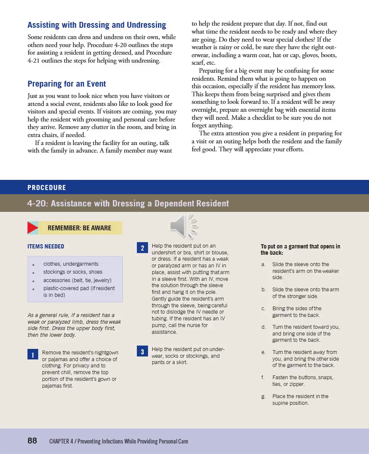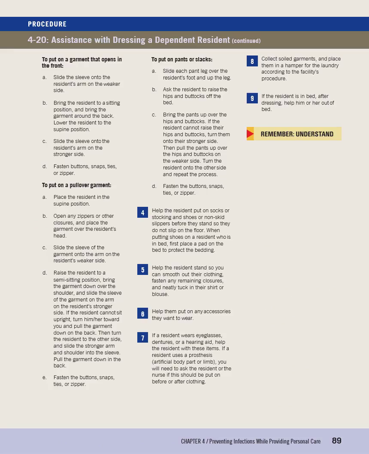Preparing for a big event may be confusing for some residents. Remind them what is going to happen on this occasion, especially if the resident has memory loss. This keeps them from being surprised and gives them something to look forward to. If a resident will be away overnight, prepare an overnight bag with essential items they will need. Make a checklist to be sure you do not forget anything. The extra attention you give a resident in preparing for a visit or outing helps both the resident and the family feel good. They will appreciate your efforts.